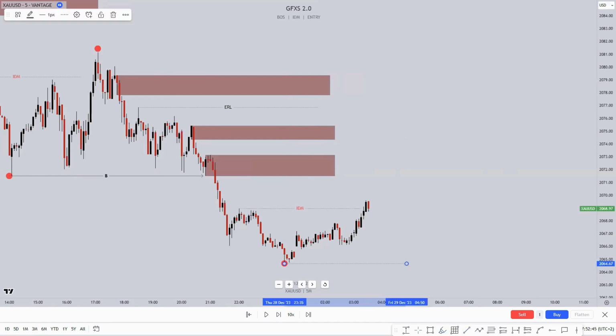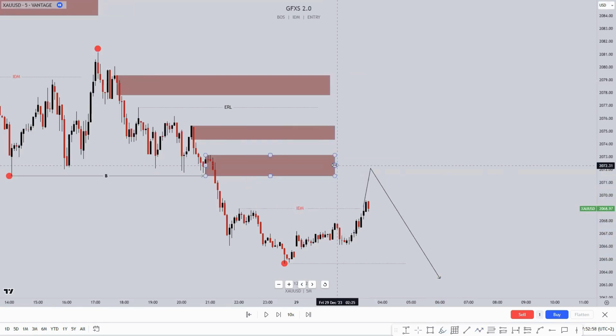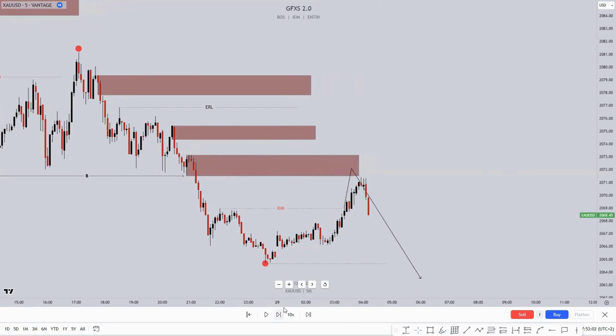And then you want to take the trade once price mitigates the zone. You want to take the trade when price mitigates the zone so that you can go with the trend. So let's wait for price to mitigate the zone. And then you can see that price did not really mitigate the zone, but it gave us the pattern.